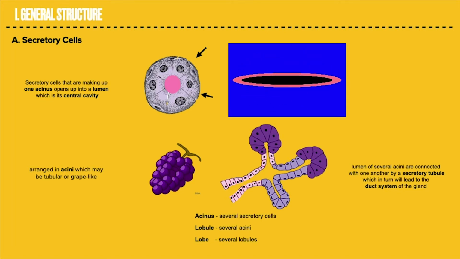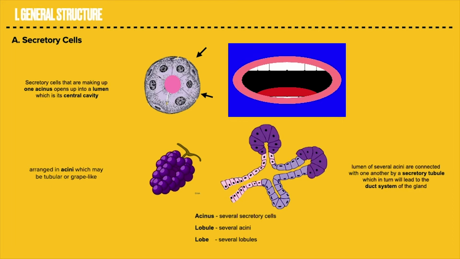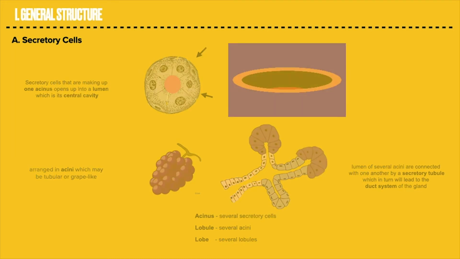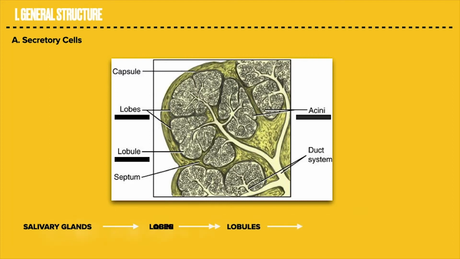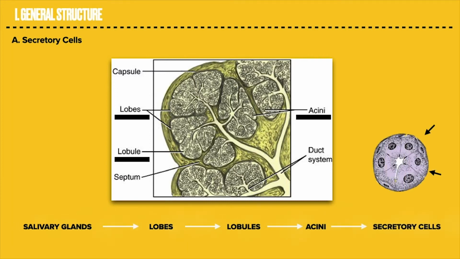An acinus consists of several secretory cells. Then, a collection of several acini is called a lobule. A group of lobules is called a lobe. This illustrates the hierarchy in salivary glands. Salivary glands consist of a group of lobes, which consist of lobules, then acini, then down to secretory cells.